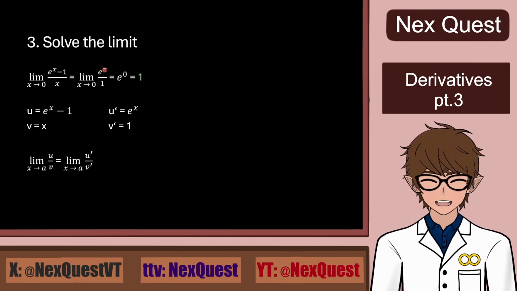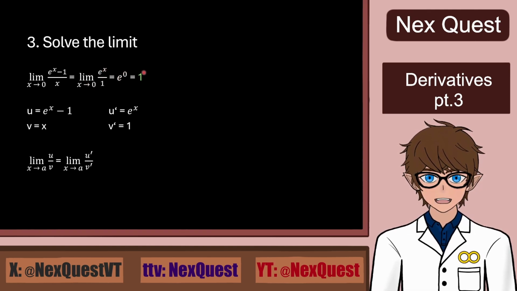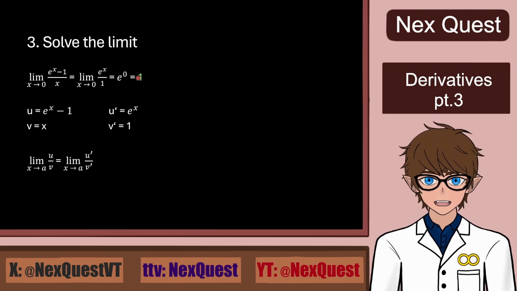We insert in x equals 0, and we get e to the power of 0 is 1, and we get 1 as the answer.